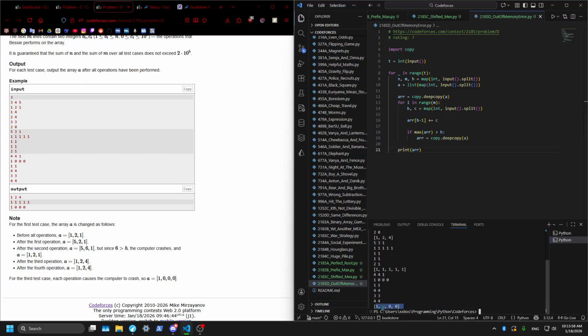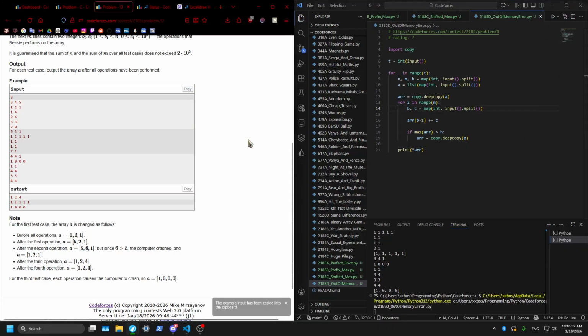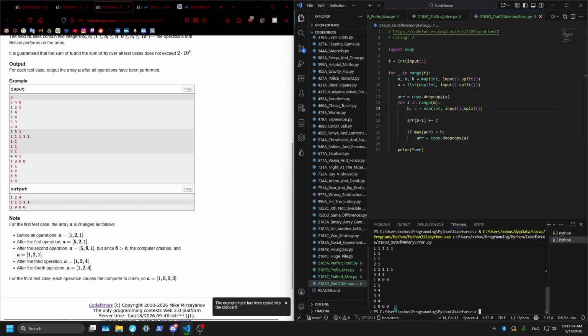How do I print an array without the brackets in Python? Print array without brackets. Unpacking operator. Yeah, I knew that existed. There we go.